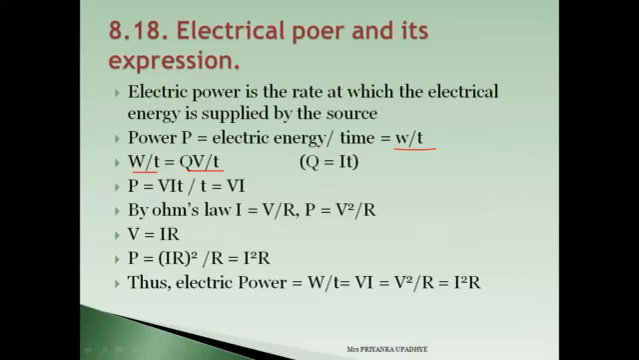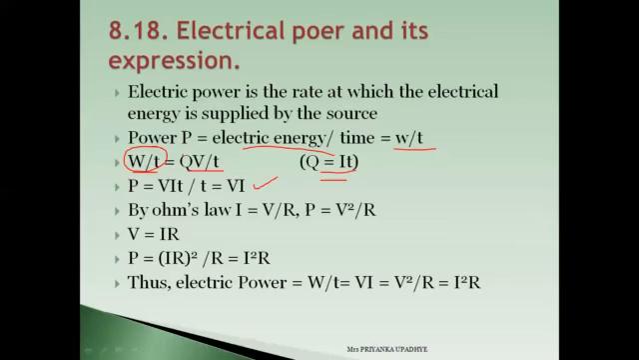Why? See here. This W divided by T is power, so this is nothing but QV divided by T. Where did that Q go? We know that Q is equal to I into T. We are just substituting this value of Q here, and what will we get? P is equal to V into I into T divided by T. So what we are getting is P, power, is equal to V into I.